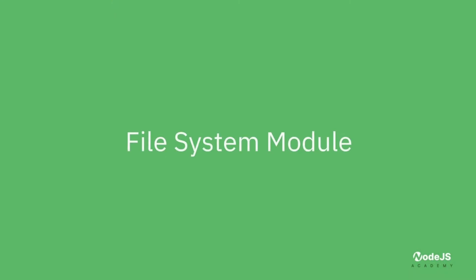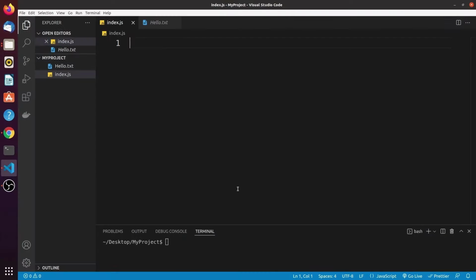As part of this lesson, let us read a text file and print the contents of it using the fs module. Write const fs = require('fs'). Here we are loading the fs module into our file.